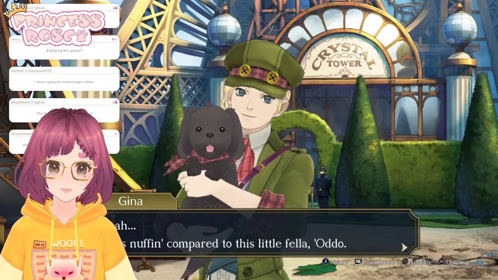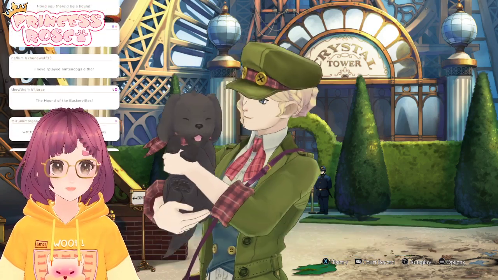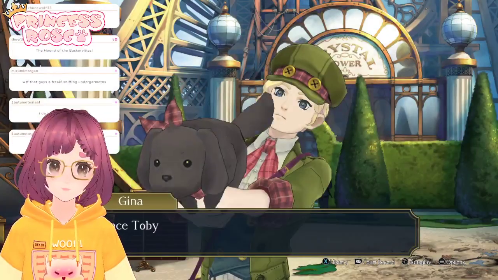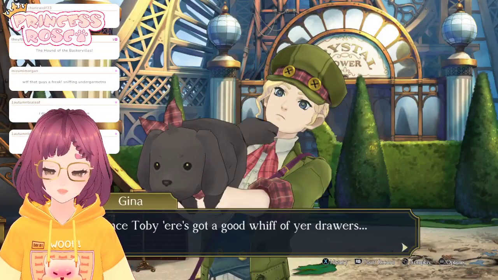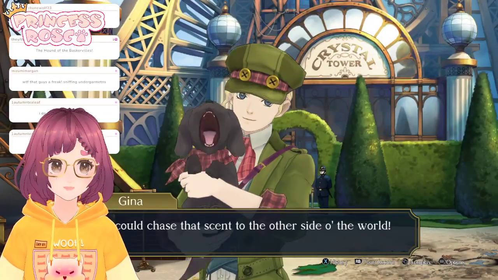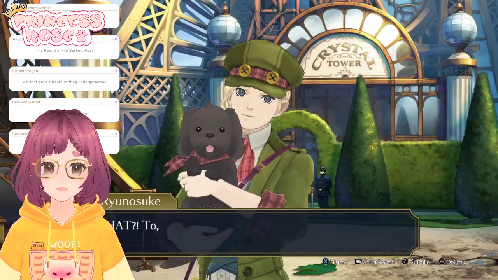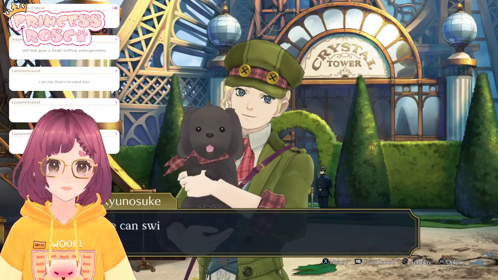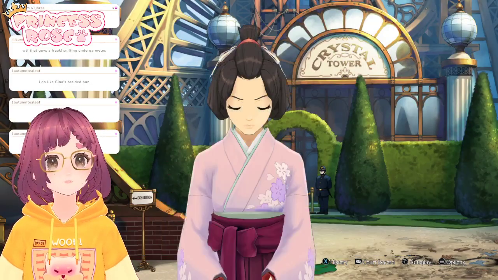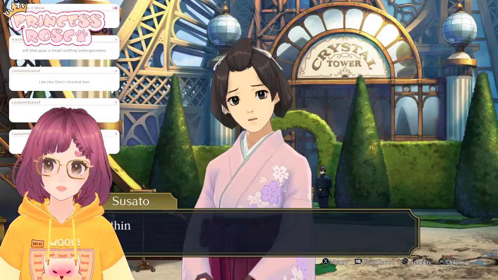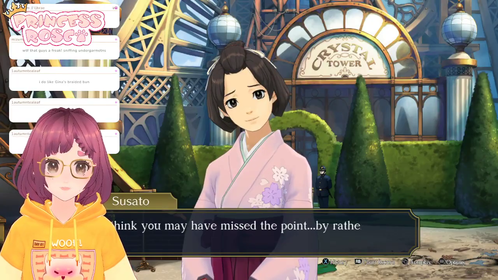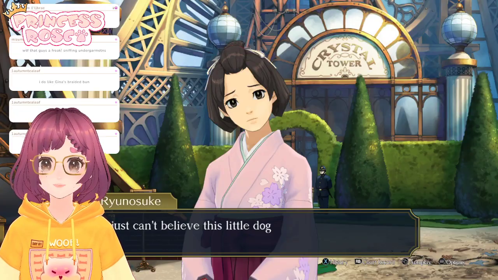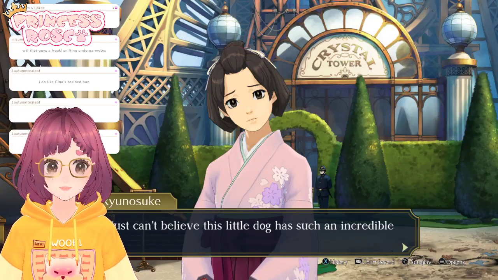That's nothing compared to this little fella, Odo. Oh, really? According to what the boss said, once Toby Ears got a good whiff of your drawers, he could chase that scent to the other side of the world. What? To the other side of the world? You mean he can swim? Mr. Naruhodo, I think you may have missed the point by rather a wide margin. I just can't believe this little dog has such an incredible skill.